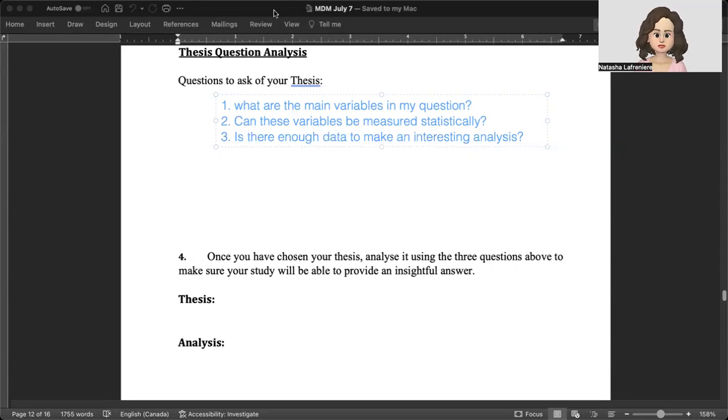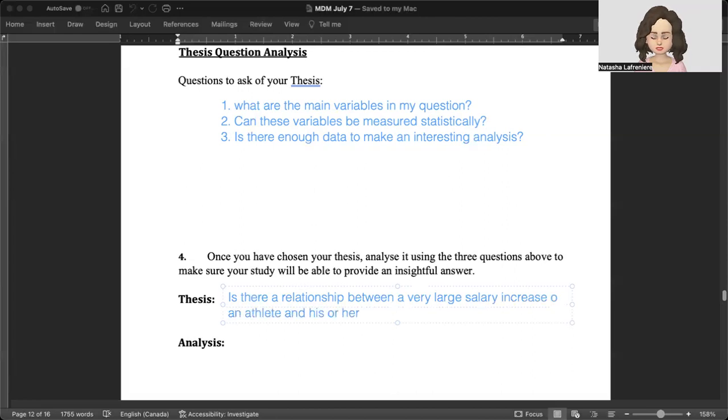Okay, so your thesis, I don't care for it being questions. I'm a history and math nerd, so I prefer statements, and it gets you kind of prepared for university with theses. Is there a relationship between a very large salary increase to an athlete and his or her subsequent performance? Okay, so that's your question.